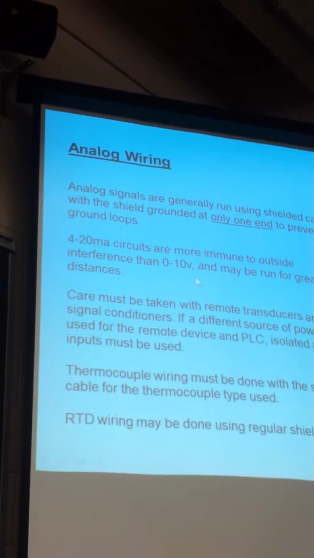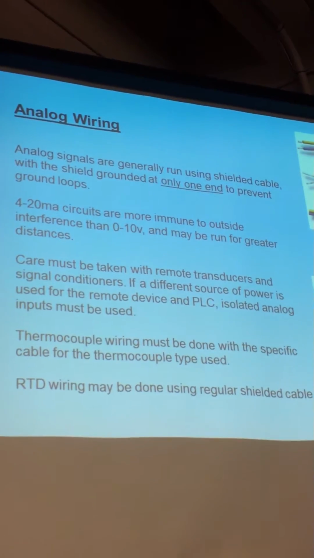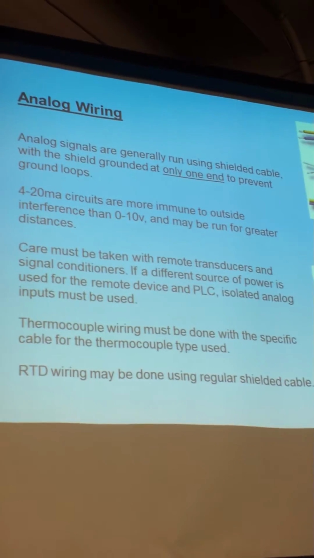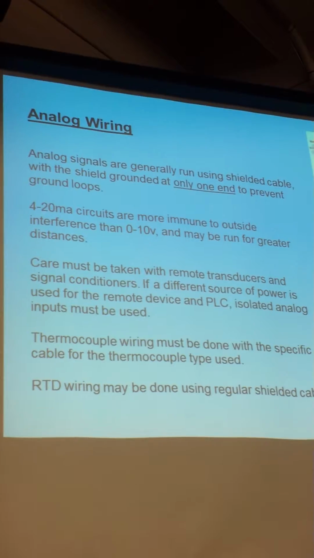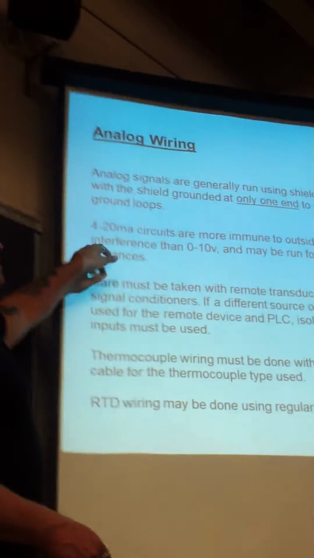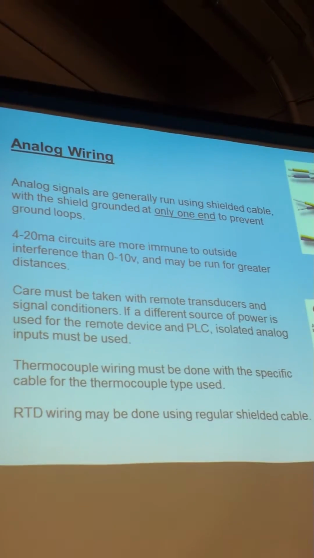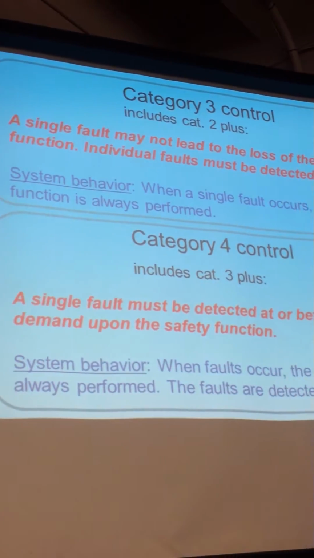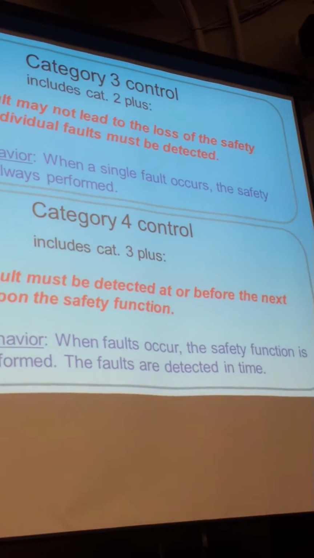I want you to understand why we only ground it at one end. Okay? And that's to prevent ground loops. 4-20 milliamp circuits, more immune to outside interference. So typically that's what we know, all the categories, but mainly know which category is the safest and why.